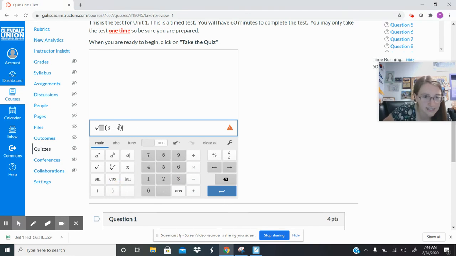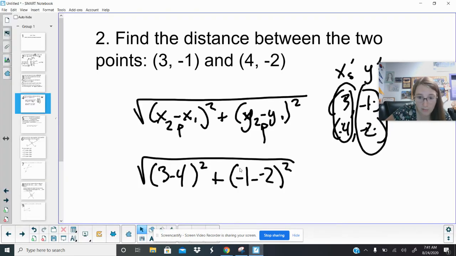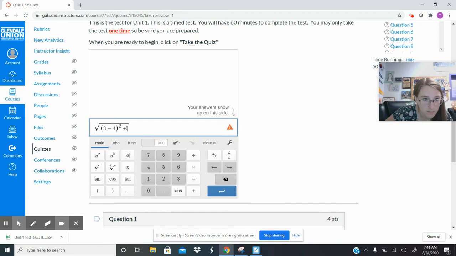Oh, ooh, be careful, guys, because this happened to me a lot of times. I see how I'm outside of the radical. I need to fix that. I need to get back underneath. 3 minus 4, close parentheses, and then square it. Plus, I'm going back and I'm writing it exactly as I see it. Parenthesis, -1 minus a -2 squared. Making sure I'm staying underneath the radical. Parentheses, -1, watch this, minus a -2. You can do that, yes? Close parentheses squared, and there's my answer.